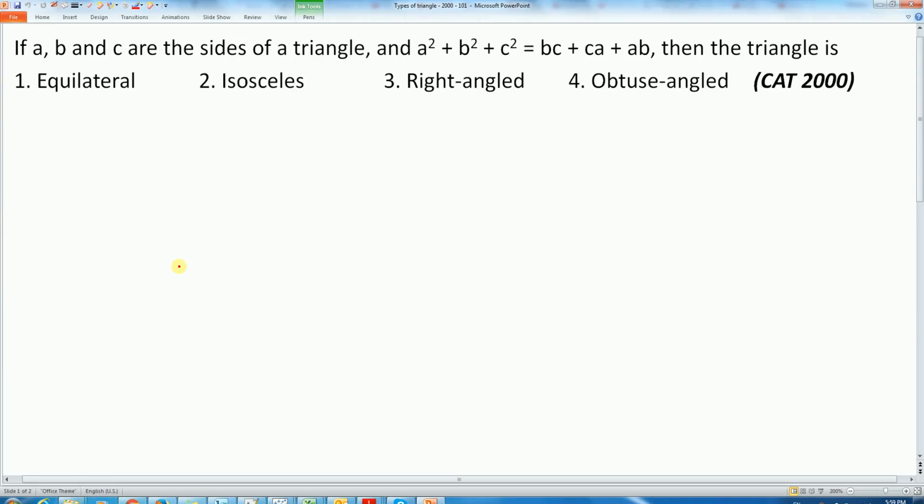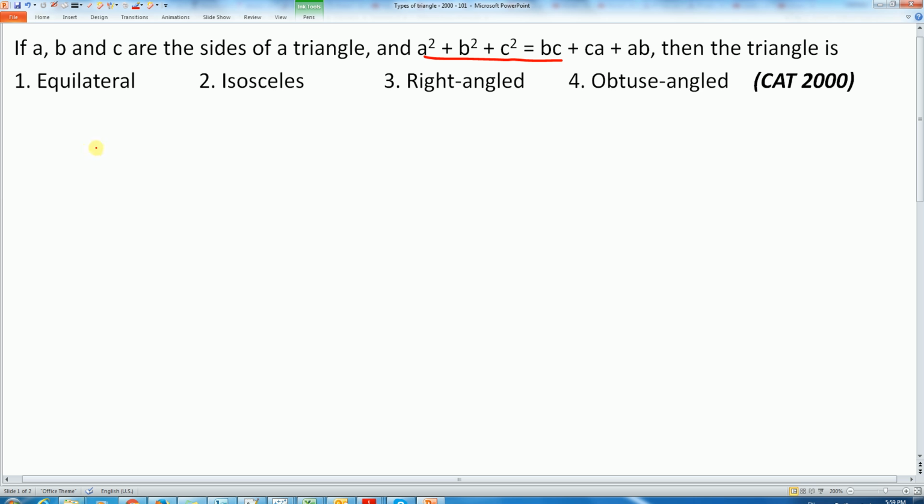Hi. So, a simple question from CAT 2000. This is the expression given. From here we have to conclude what kind of triangle ABC forms: equilateral, isosceles, right angled or obtuse angled. Now we will solve it algebraically, and then I'll tell you how we can take a good guess if we don't know how to solve it.